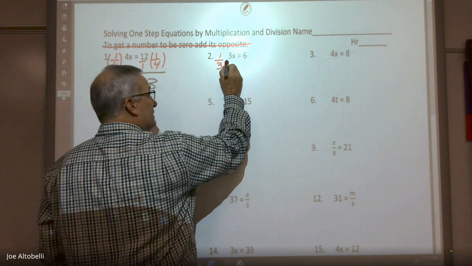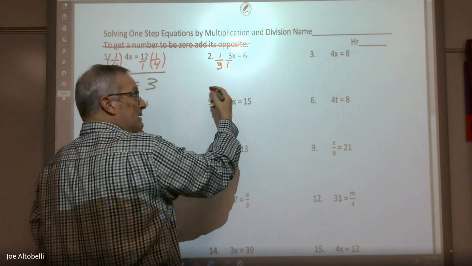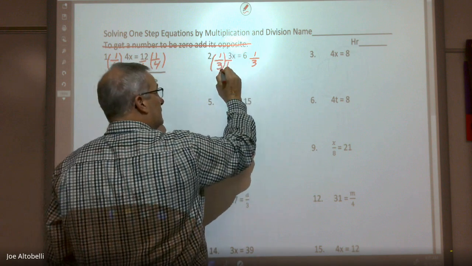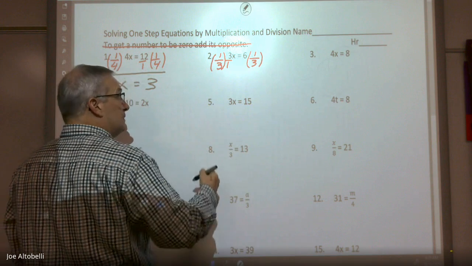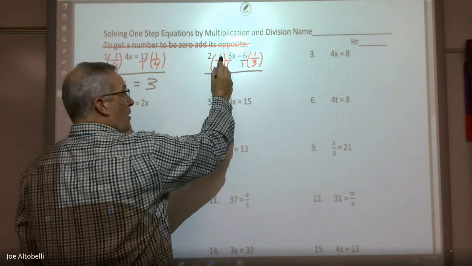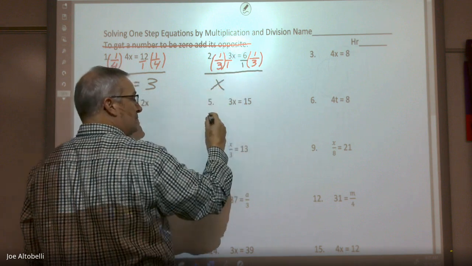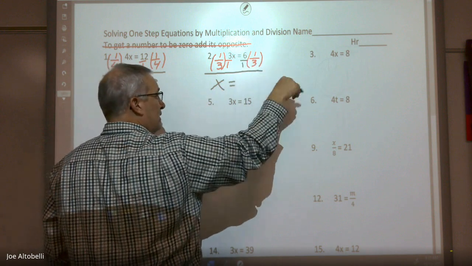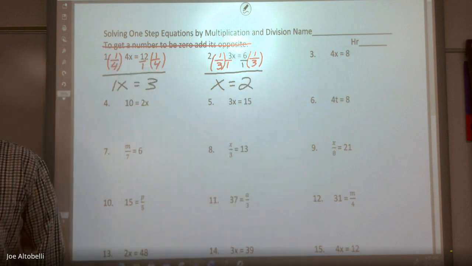Because 3 is 3 over 1. That's going to give me 3 over 3, which is 1. Over here, I'm going to multiply by 1/3. That's 6 over 1. When I multiply here, everything cancels out. I get 3 over 3, which is just 1, or x, 1x, x, equals. And then here I get 6 over 3, which is 2.